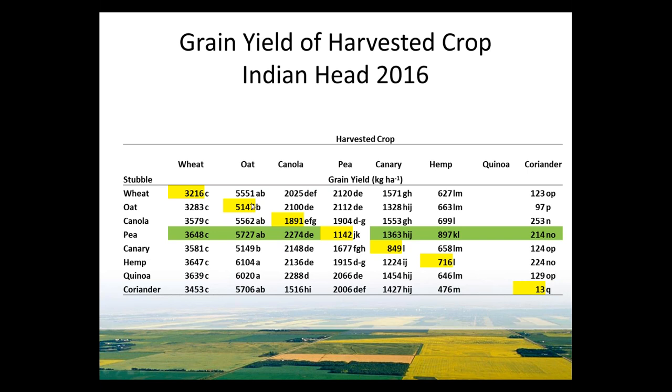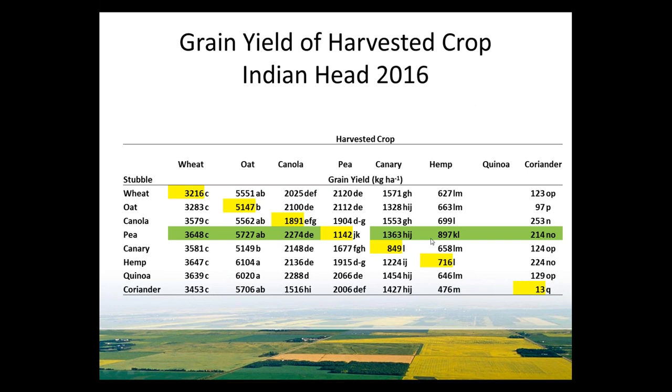Oat at this location, I think there was a little bit of a penalty to be on oat stubble, compared to the hemp, quinoa, and canola stubble. The canola doesn't look so hot at this location. A little bit of a yield penalty there for canola on canola. And then pea on pea took a big hit, only 1,100 compared to some of the others. So at this site year, pea was very sensitive.